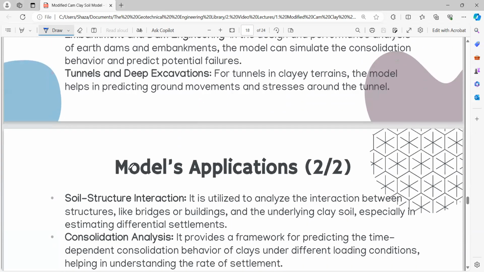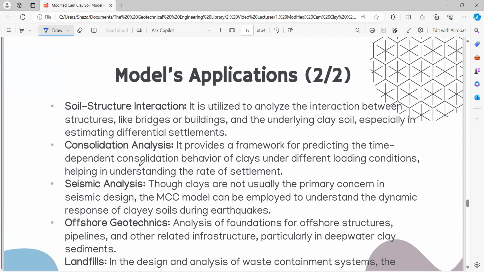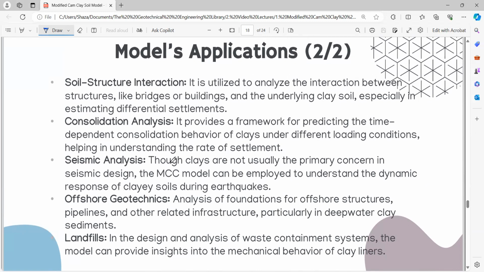Other applications of this model include the soil structure interaction, the consolidation analysis, the seismic analysis, the analysis of the foundation of the offshore structures. I mean the structures that are built in water, mainly such as petroleum structures, for example. And finally, it can be applied to analyze the mechanical behavior of clay liners in landfills.